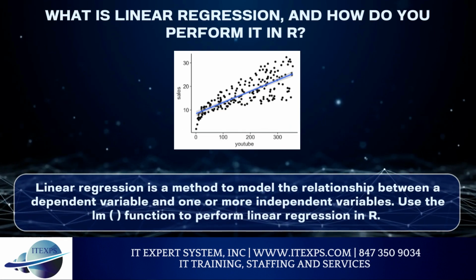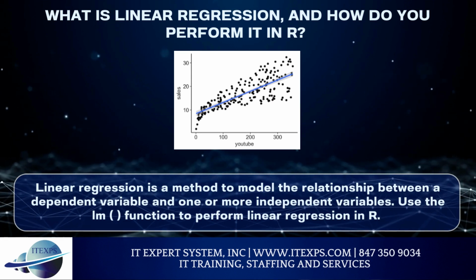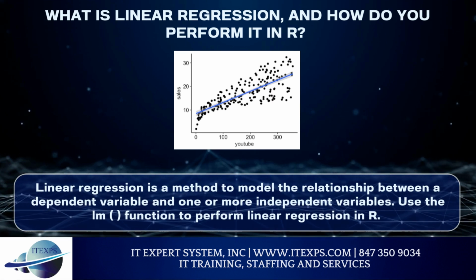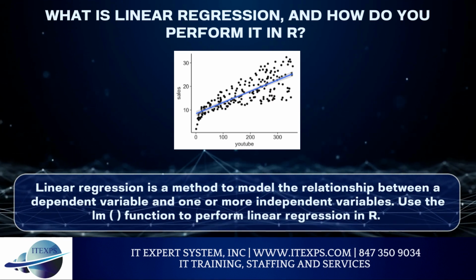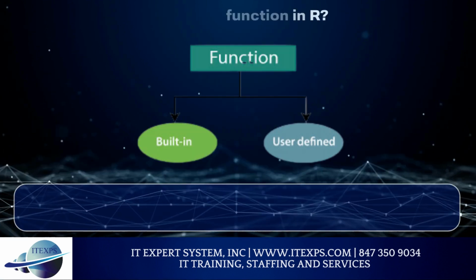What is linear regression, and how do you perform it in R? Linear regression is a method to model the relationship between a dependent variable and one or more independent variables. Use the lm function to perform linear regression in R.